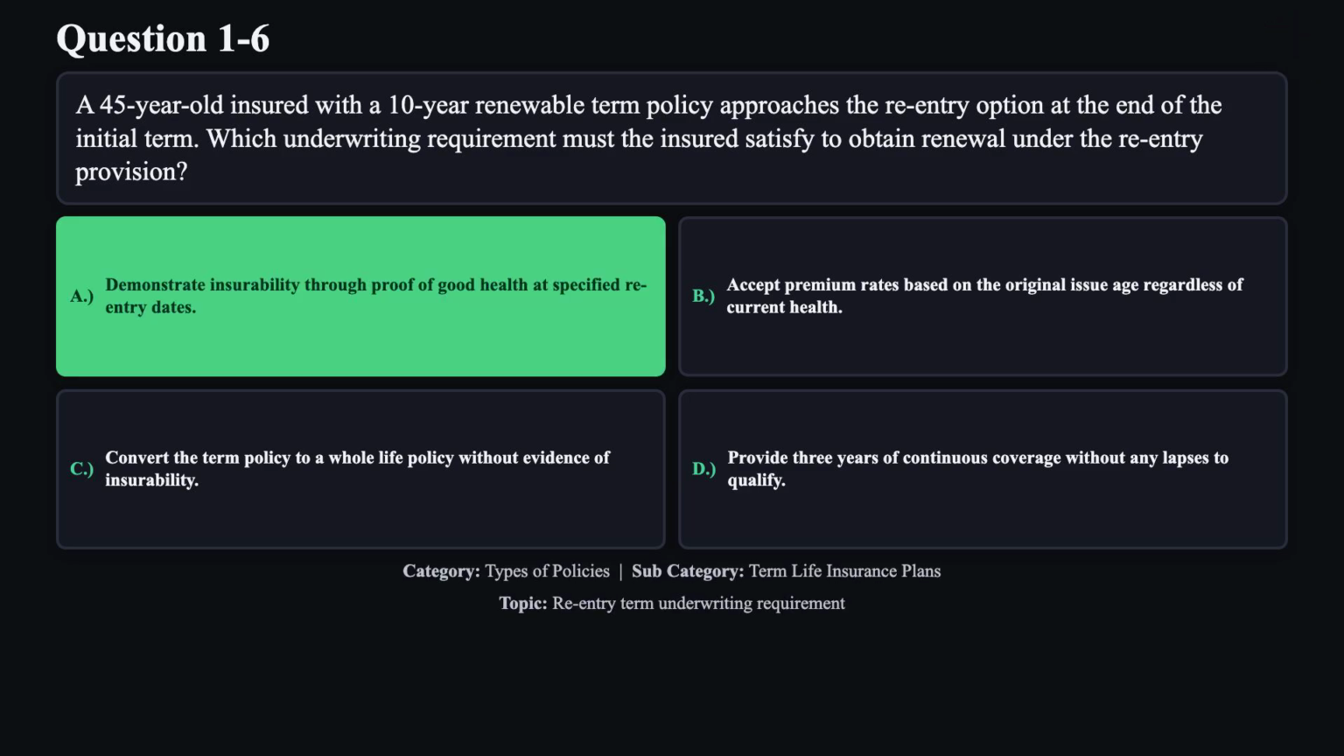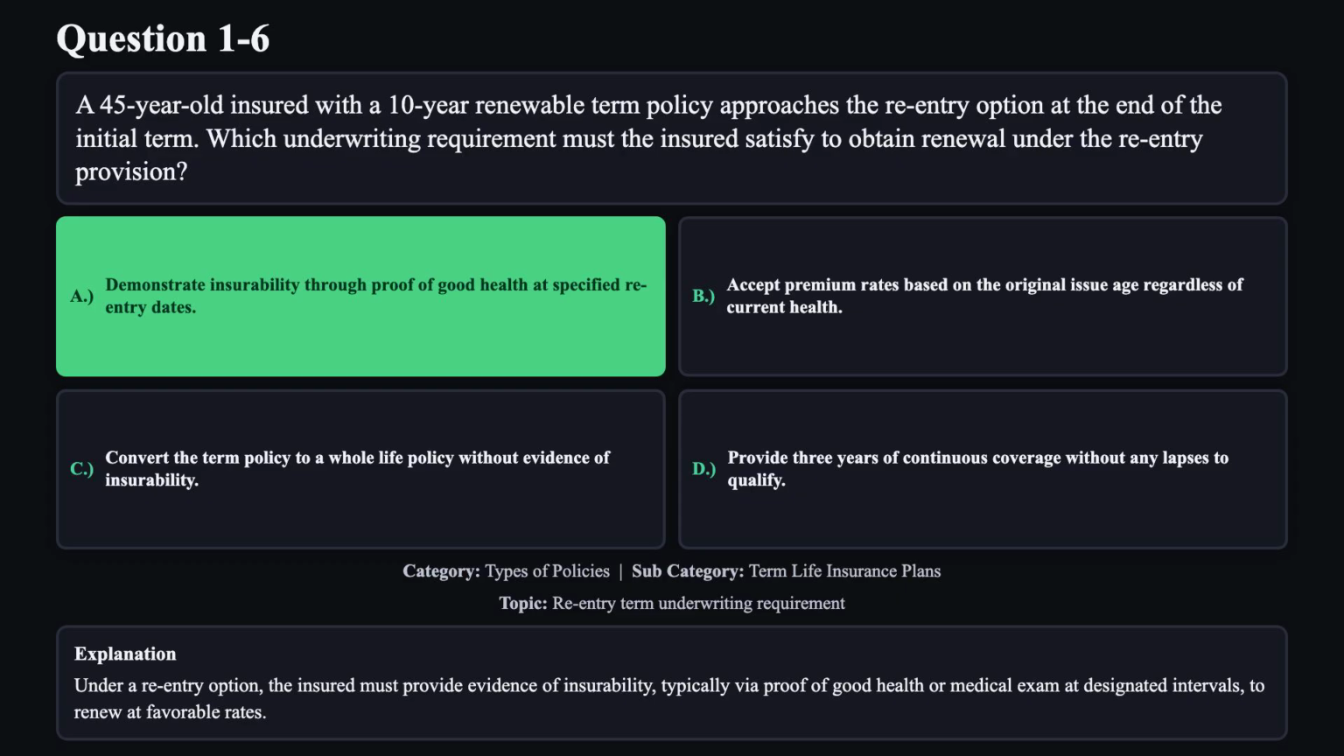The correct answer is A. Under a re-entry option, the insured must provide evidence of insurability, typically via proof of good health or medical exam at designated intervals, to renew at favorable rates.